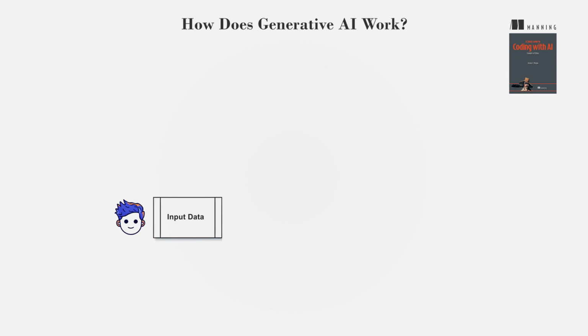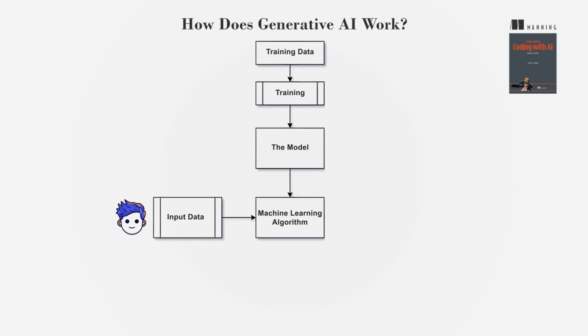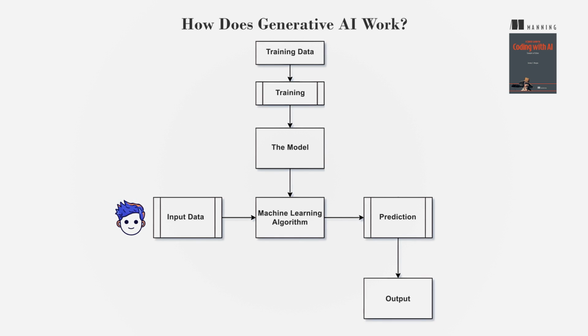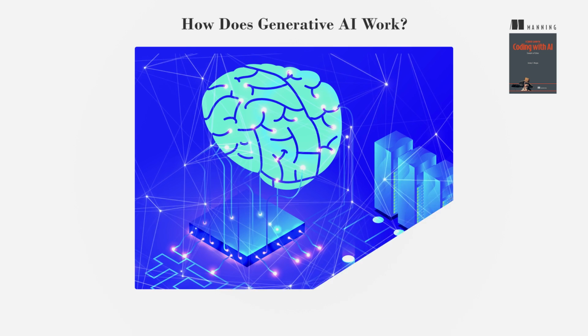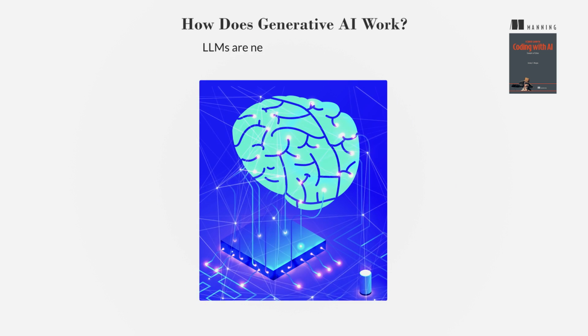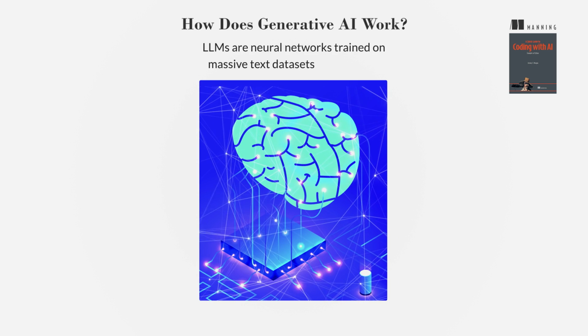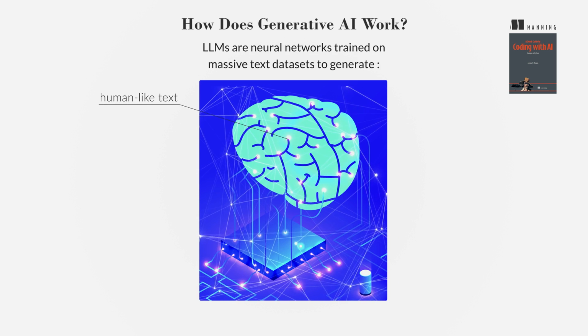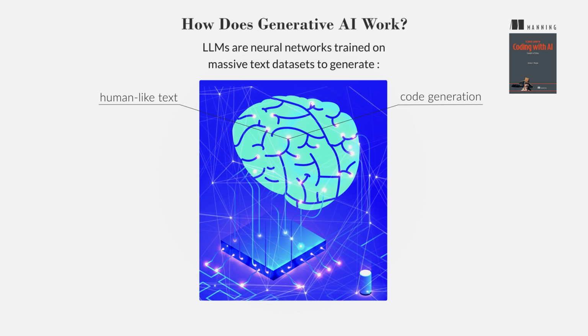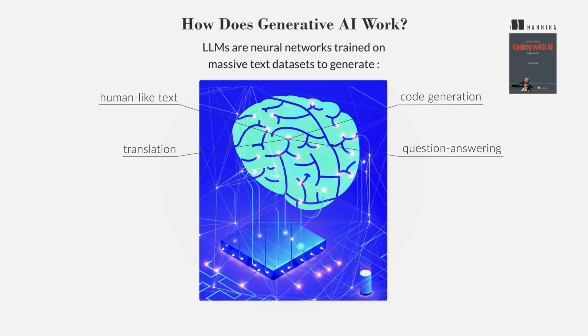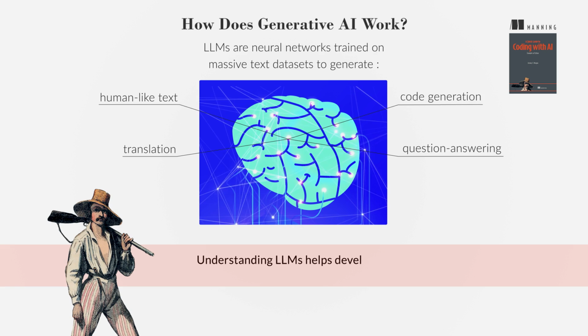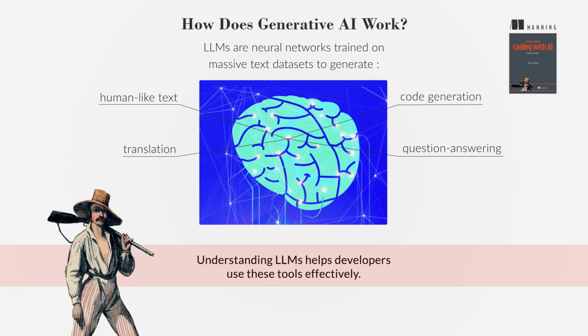Generative AI mimics human creativity by learning patterns from vast datasets, using machine learning models to predict and generate new content. This involves training on large datasets, evaluating output, and refining through feedback. Large language models, LLMs, are neural networks trained on massive text datasets to generate human-like text, enabling tasks like code generation, translation, and question answering. Understanding LLMs helps developers use these tools effectively.